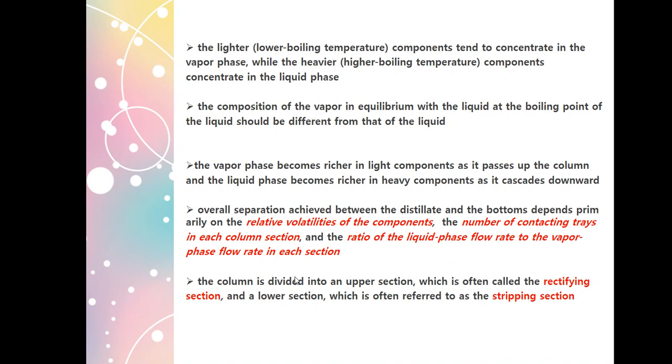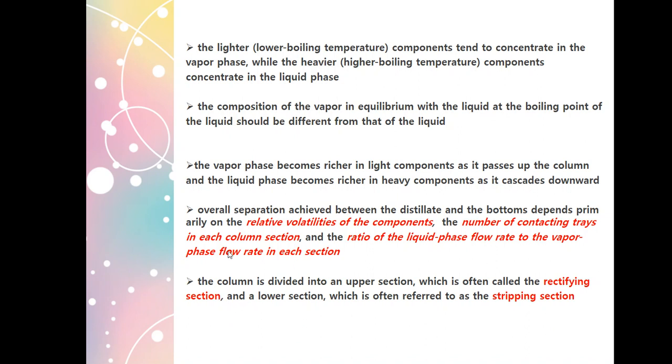Now, the column is divided into an upper section, which is often called the rectifying section, and a lower section, which is often referred to as the stripping section. So again, the upper section is the rectifying section or the enriching section, and the lower section is referred to as the stripping section. These sections that were referred to in the first slide are actually also the zones.